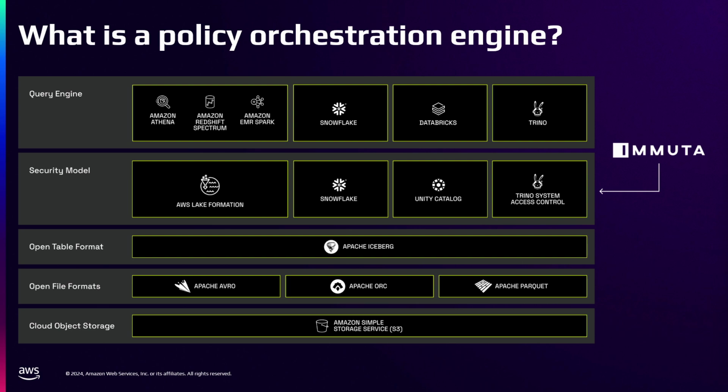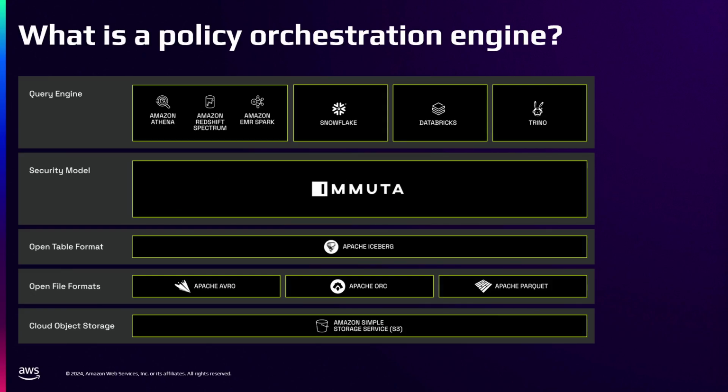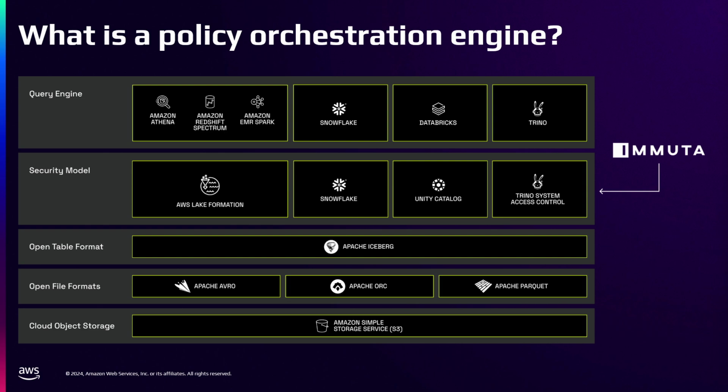What our product, Immuta, does is it orchestrates. It's kind of like a security meta model, or a policy orchestration engine. You write a policy in our product, and you don't have to worry about the differences between these security models. You write the policy once here, we become the security model. We deal with pushing the policies that you write in our security model into these underlying security models.